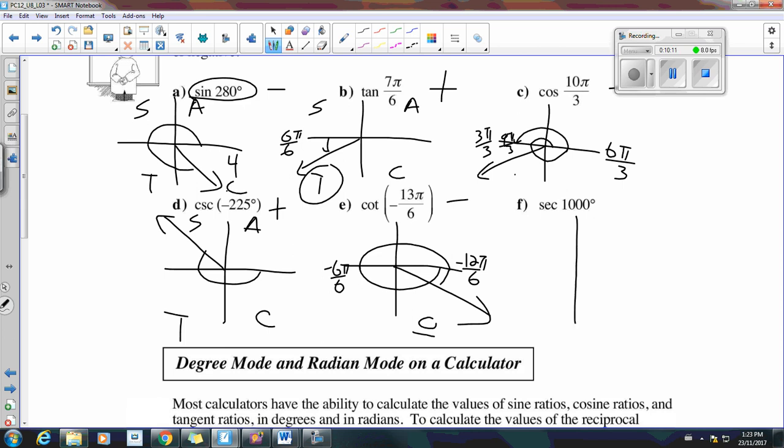1,000 degrees, well, as soon as it's in degrees, it seems a little bit simpler. So 1,000 degrees, we need to do a few full rotations. And we stop a little bit short. 1 full rotation, 2 full rotations. We end up here. This is 1,000 degrees in quadrant 4. Cosine is positive in quadrant 4. If cosine is positive, that means secant is positive.